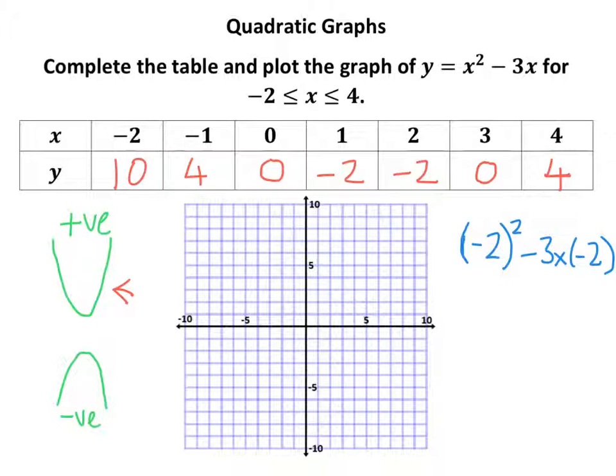Now, got to plot these points. So I've got negative 2, which is here, and 10. So there, negative 1 and 4 there, and I've got 0, 0, which is there. I've got 1, negative 2, 2, negative 2, and then it should be fairly easy to do all this. Oh, hang on, have I missed a point? No, I haven't, that's fine. But we know actually that this one's going to go up here as well, don't we?